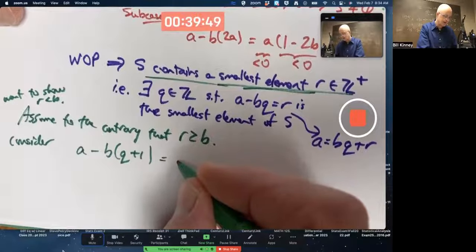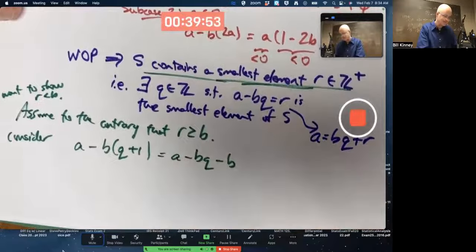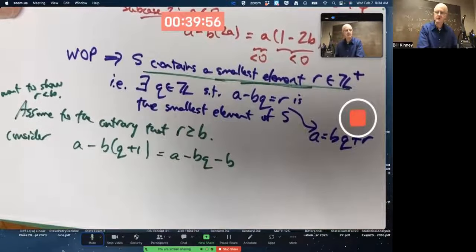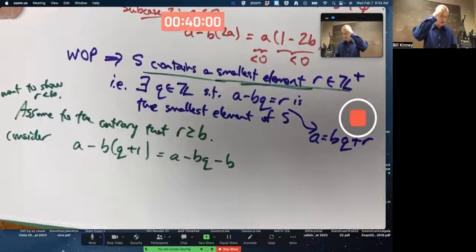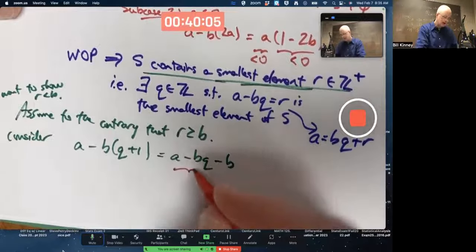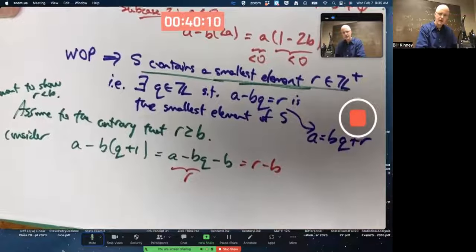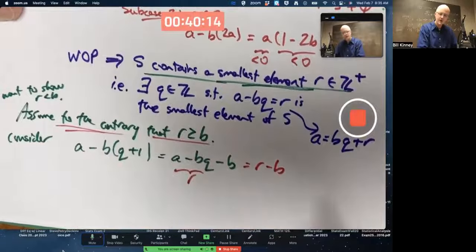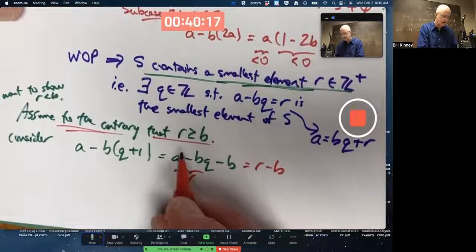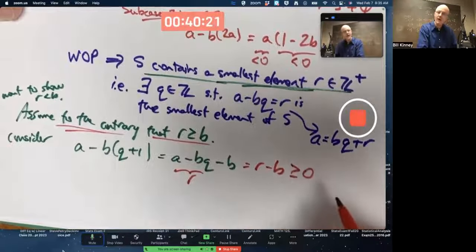So what do I do with this? Well, just do the only thing you can do. Go ahead and try to simplify it. Doesn't seem so helpful until you realize, you stare at this for a couple hours, you realize, oh, wait a minute. A minus BQ, that's R. This is R minus B. Okay, how's that helpful? I've never used my assumption to the contrary yet. Maybe I should use that now. I'm assuming R is greater than or equal to B, therefore R minus B is greater than or equal to 0.